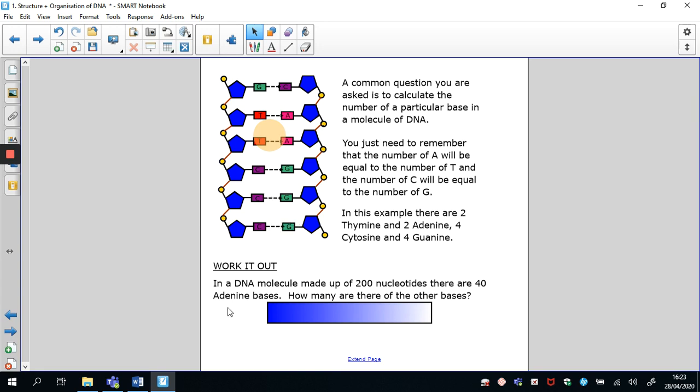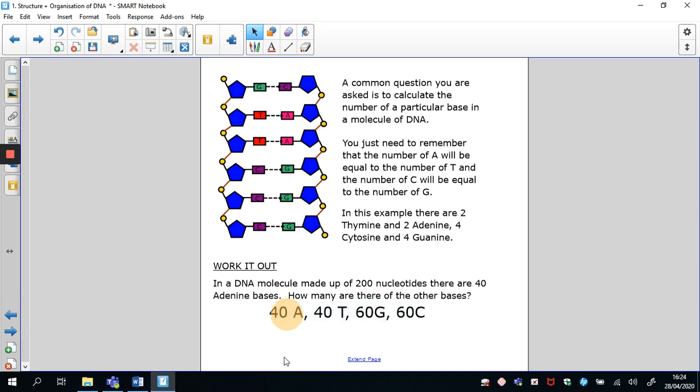Okay, so here's a question for you then. In a DNA molecule made up of 200 nucleotides, so you've got 200 nucleotides in total, 40 are adenine. You've got to work out how many are there then of all the other bases. Okay, so I'll just give you a little moment, but you could always pause it if you need longer. Okay, and then we'll see if you're right.